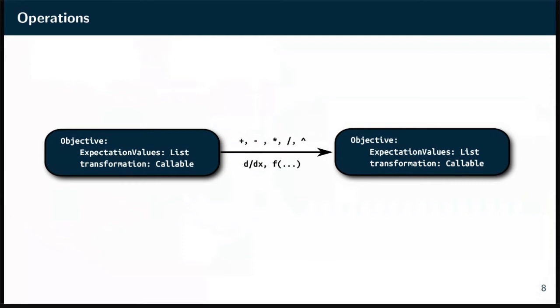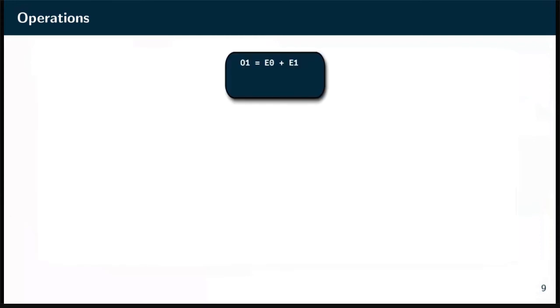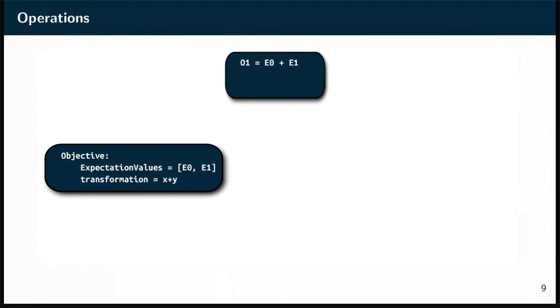Let's do a simple example. Let's say you have already defined two expectation values, for example, as was shown in those two hello world snippets before. And you say you want to have an objective where you add those two together. Then this is more or less the code which does it for you, and this is what happens in the back. This is the objective that is created. It's a new objective which now holds two expectation values, and the transformation is just an addition. The transformation is just an abstract assignment which says, when those two expectation values are evaluated, you add them together and give me back the result.